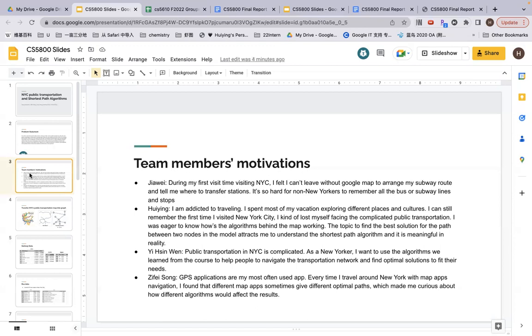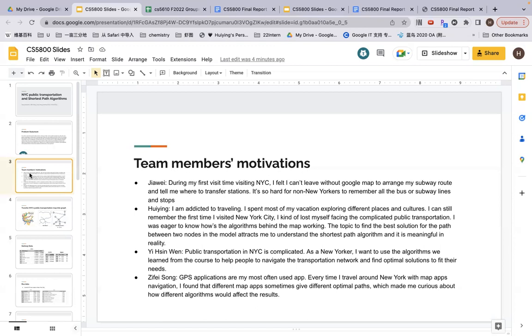For me, I personally love traveling. I spent most of my vacations exploring different places and cultures. I can still remember the first time I visited New York City. I kind of lost myself facing the complicated public transportation. I was eager to know how the algorithms behind maps like Google Maps work. The topic of finding the best solution for the path between two nodes in the model attracts me to understand the shortest path algorithms, and it is very meaningful for myself in reality.